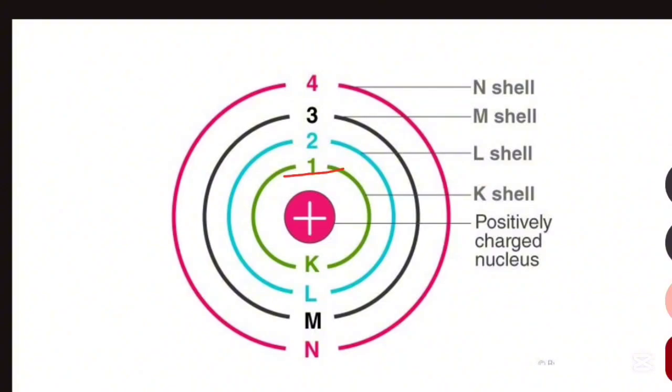The first shell, that is the K shell, has the capacity to accommodate 2 electrons, the second shell has the capacity to accommodate 8 electrons, the third shell has the capacity to accommodate 18 electrons, and the fourth shell has the capacity to accommodate 32 electrons. So this is how we calculate the electron carrying capacity of each shell.